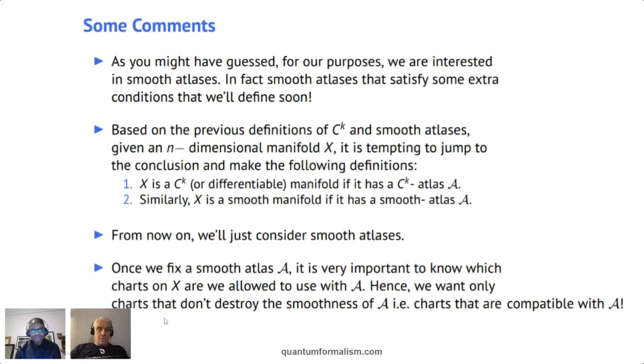Yeah. Another comment I want to make is that once you fix an atlas, it's very important to know which other charts on the manifold you are allowed to use with it, right? I haven't yet defined the notion of a chart's compatibility with an atlas, which is what we'll do in the next slide. Ideally you only want to use charts that don't destroy the smoothness of the atlas. Once you choose the atlas A, any other charts that you want to use should not destroy its smoothness. In other words, the charts must be compatible with A.